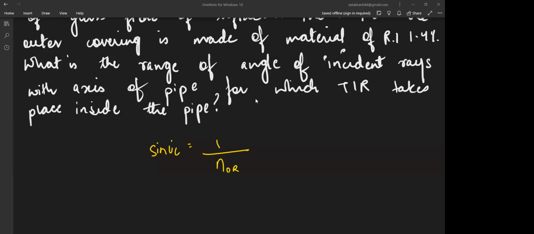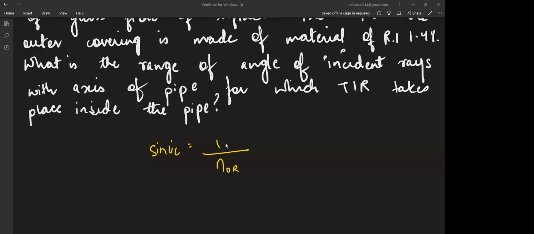Now see, this is what it is asking. What is the range of angle of incident rays? Why range? Because it has to be more than the critical angle. That was one of the conditions. The angle has to be more than the critical angle. So what is the range? How much more? That we don't know. That's why it is asking you the range. So basically you just have to tell the angle of incident rays with the axis of the pipe, meaning the angle of incidence.